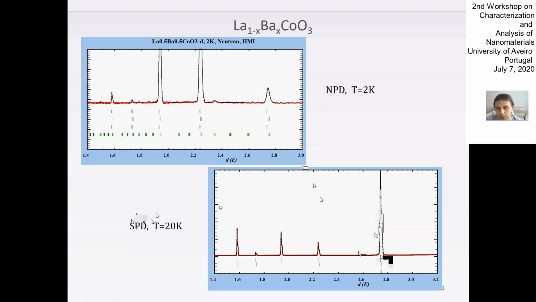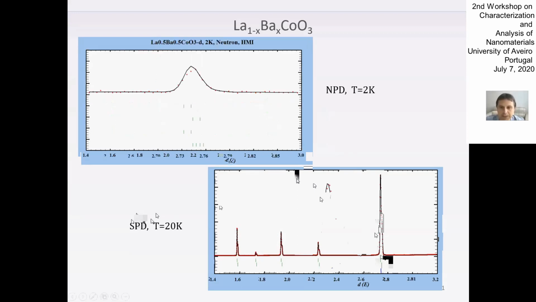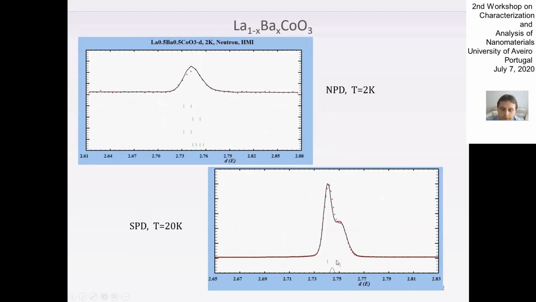So I guess on the next slide, we'll see this splitting. We were lucky to have the possibility to make two types of experiment, X-ray diffraction and neutron diffraction. So these are complementary techniques. With neutrons, we clarified the magnetic structure. With synchrotron, we clarified the crystal structure, and we got this splitting, which means we have two structural phases.